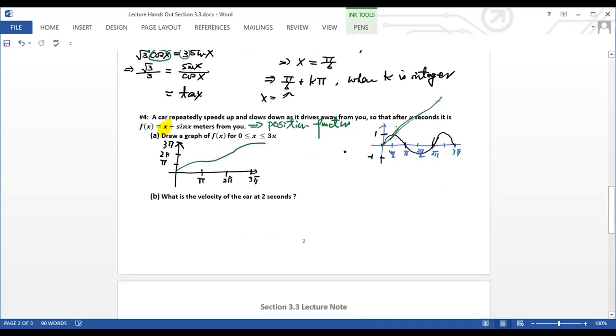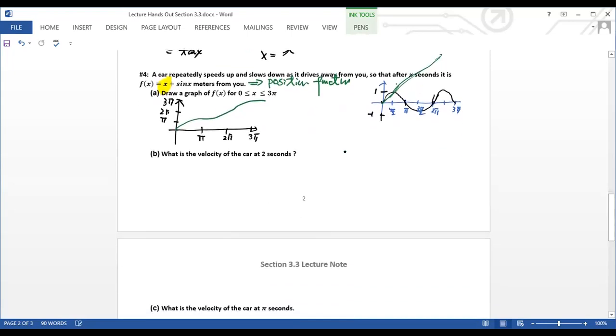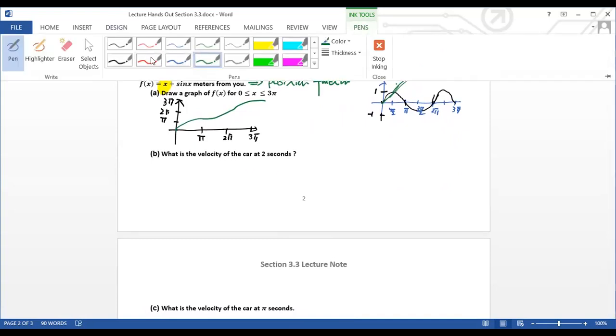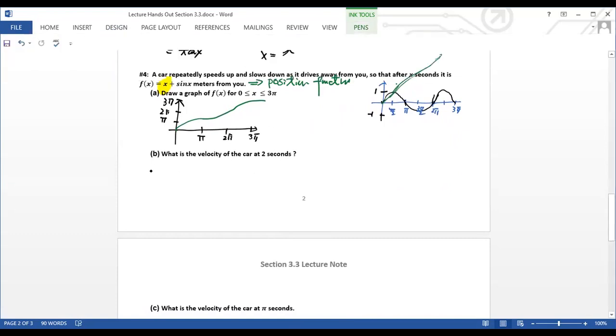Now the next thing here, we say, what is the velocity? Remember, we have 3 functions, right? We have a position. So velocity is the derivative of the position. So I'm taking the derivative, f prime x here. So what is f prime x? f of x is x plus sine x, right? So x taken derivative is 1. Sine x is cosine x here. And now the velocity will be f prime 2. So you just say 1 plus cosine 2 here.